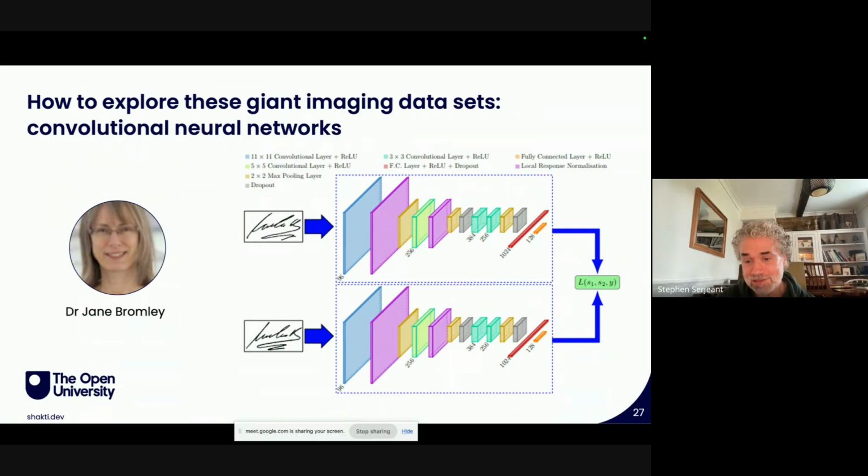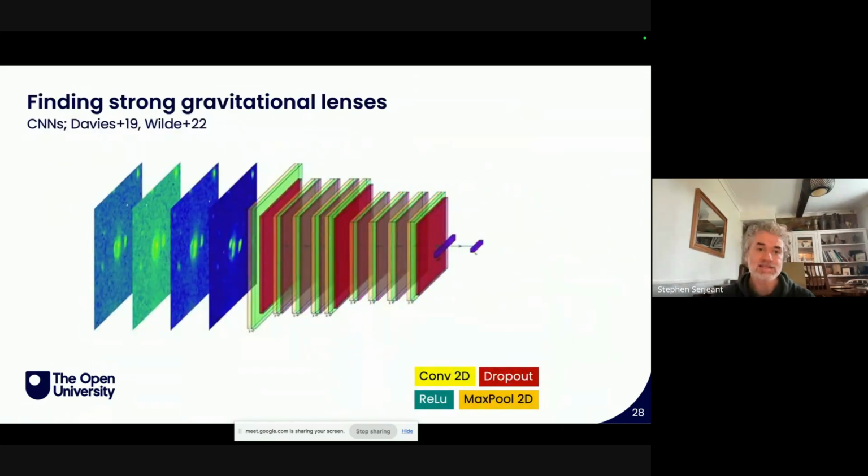So we worked together to develop some machine learning technologies, some convolutional neural net technologies for applications to astronomy. And this is an example of one of our first attempts to find these strong gravitational lens events in astrophysical images. So this is the machine learning architecture. I've got a key at the bottom here for what all these different layers mean.